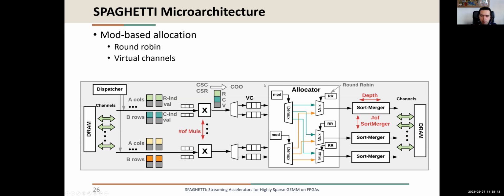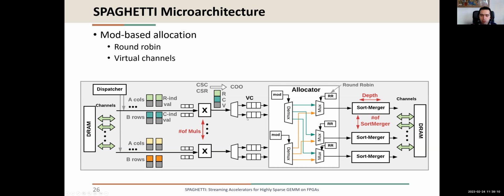And then we have this modulo-based allocator that calculates the row index modulo the number of sort mergers that we have. If we have only 2 sort mergers, that means that we are splitting them into even-numbered row values and odd-numbered values.